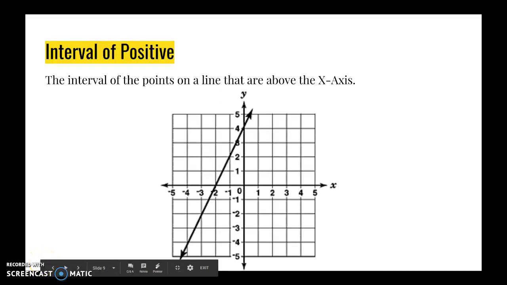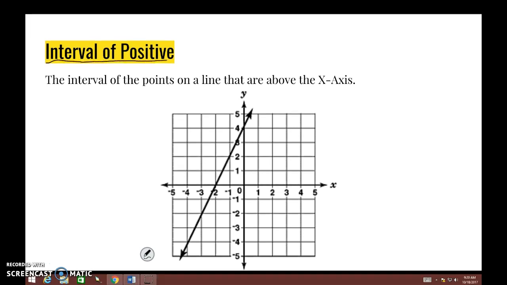All right, so picking up from where we left off yesterday, we were talking about the key characteristics of linear functions. And today we're going to be focusing on a few more. We've got about 6 more that we're going to look at today. So the one we're going to focus on today is called the interval of positive.